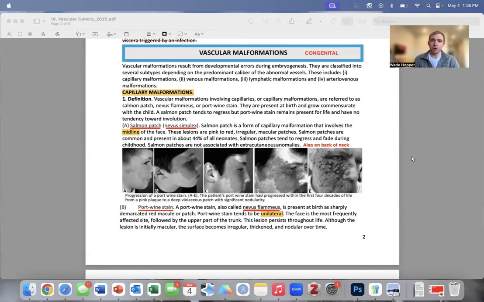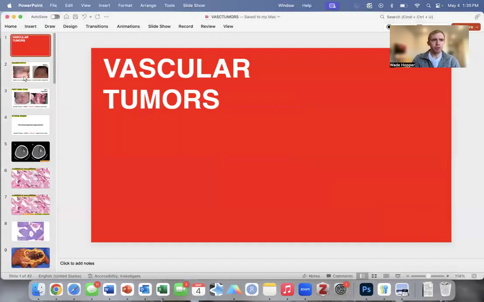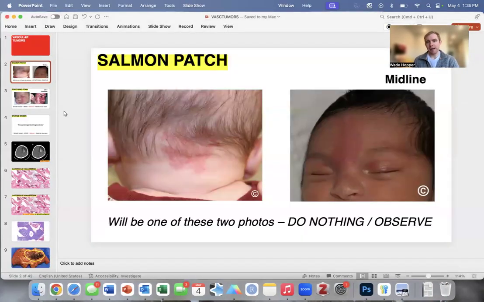If they ask you, what do you want to do about it? Do you want to treat it? The answer is observation. And here's some photos of the salmon patch. Those are the two classic locations, back of the neck, in the middle of the forehead. And again, these are flat lesions, and that sets them apart from an infantile hemangioma, which we'll cover later. And that hemangioma has a raised texture and can often present off of midline. So these are flat macular pink lesions.